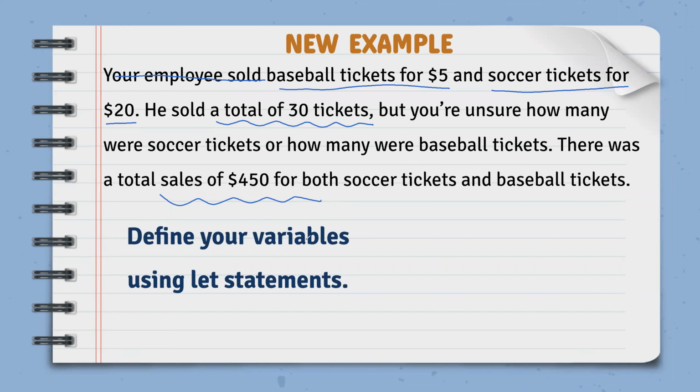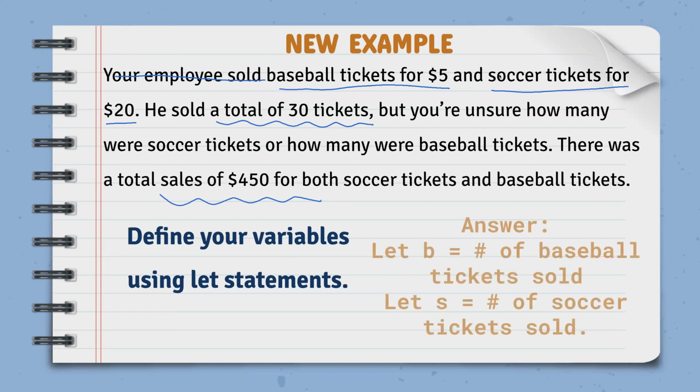So let's define our variables using let statements first. By the way, you don't always have to make your variables like the letter of whatever you're talking about, right? Bottles was B, cans was C. You could have made it A, B, X, Y. You could have made whatever variable you want because you're in charge of creating the let statements. Me though, I'm going to be a little plain and do B for number of baseball tickets sold, S for the number of soccer tickets sold. There are my let statements.